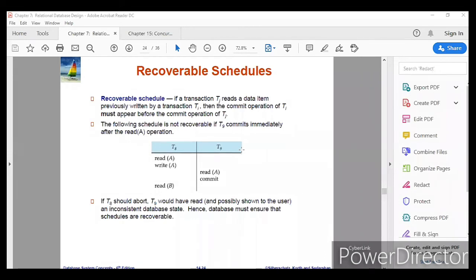So that is why first we should commit the data, then other transactions should be allowed to see the data. The other transaction can also check whether it was committed by the last transaction which updated it. So the following schedule is not recoverable if T9 commits immediately after the read A operation.